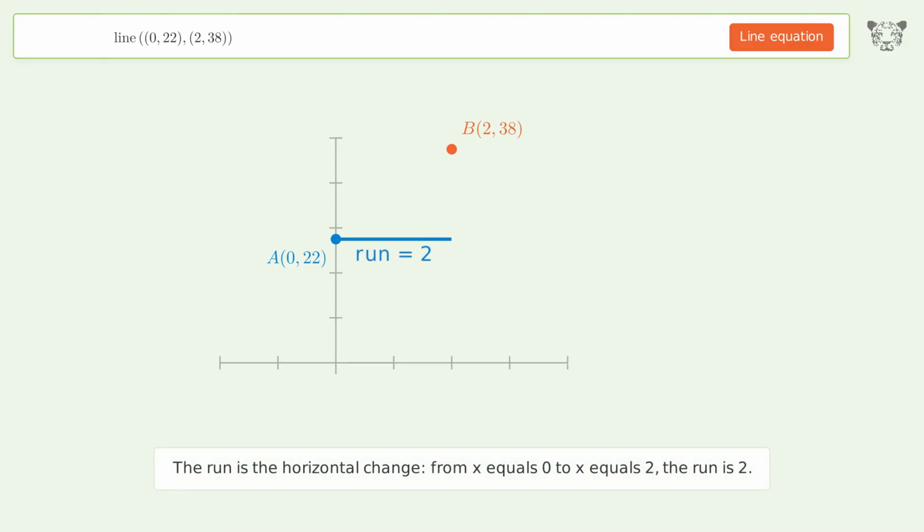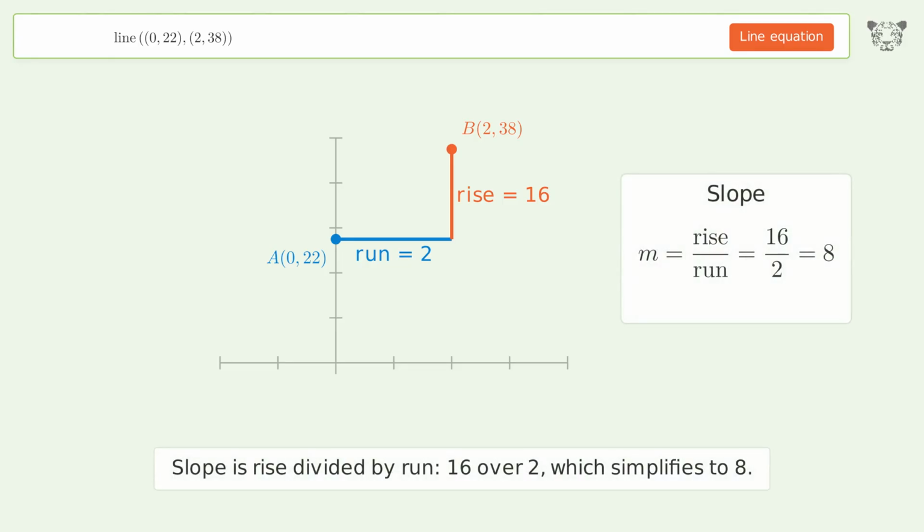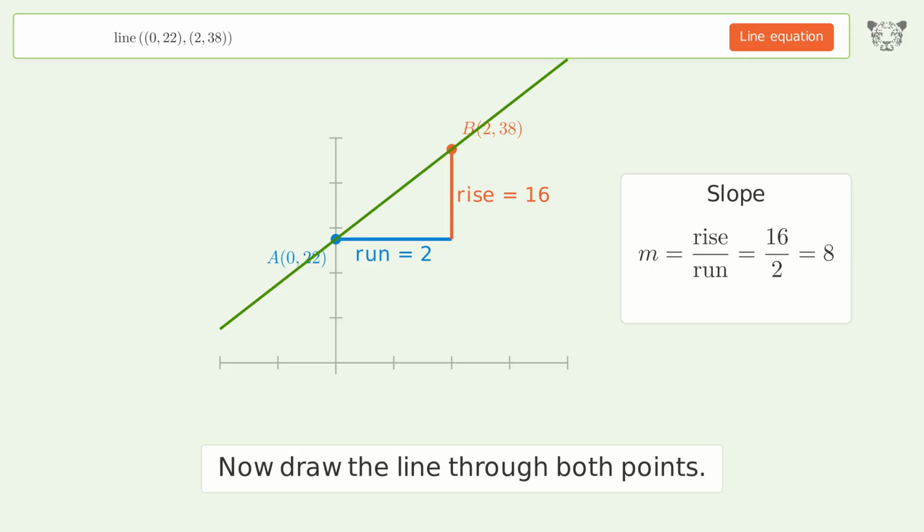The run is the horizontal change, from x equals 0 to x equals 2, the run is 2. The rise is the vertical change, from y equals 22 to y equals 38, the rise is 16. Slope is rise divided by run, 16 over 2, which simplifies to 8. Now draw the line through both points.